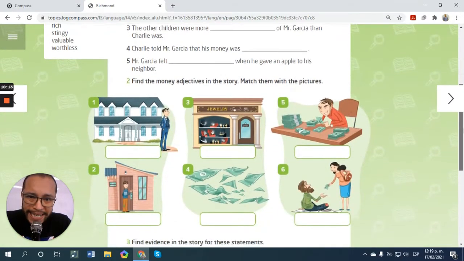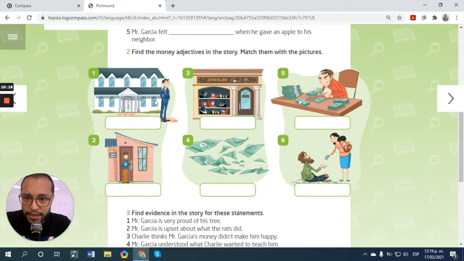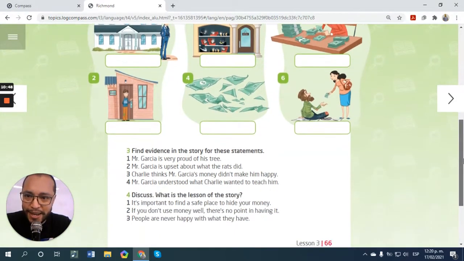Now we gotta find the money adjectives in the story. Match them with the pictures. We have a classy person here with a big house. Then we have a jewelry, which is like a store where they sell pieces of jewelry, where they sell luxury things to decorate your bodies, normally earrings, necklaces, or bracelets. Yes? Then we have somebody here counting the money with a funny face. I would say this word is stingy, but let's see what happens next. We have to check it out.